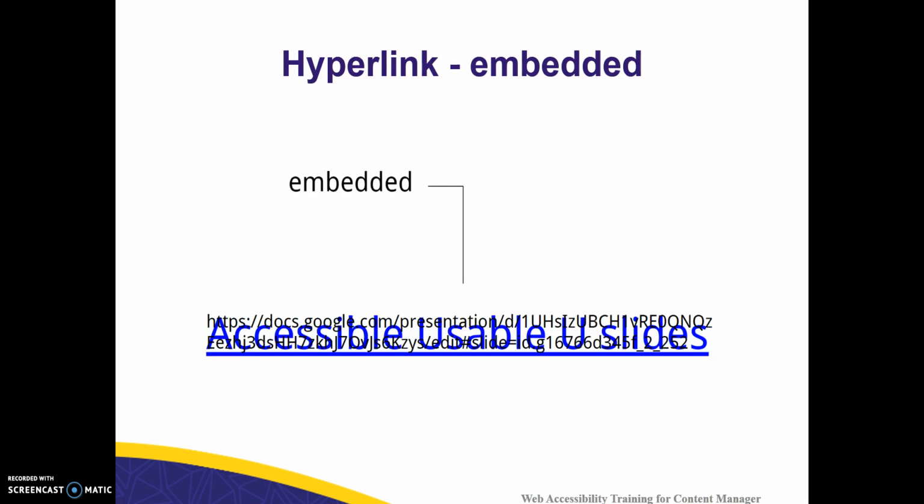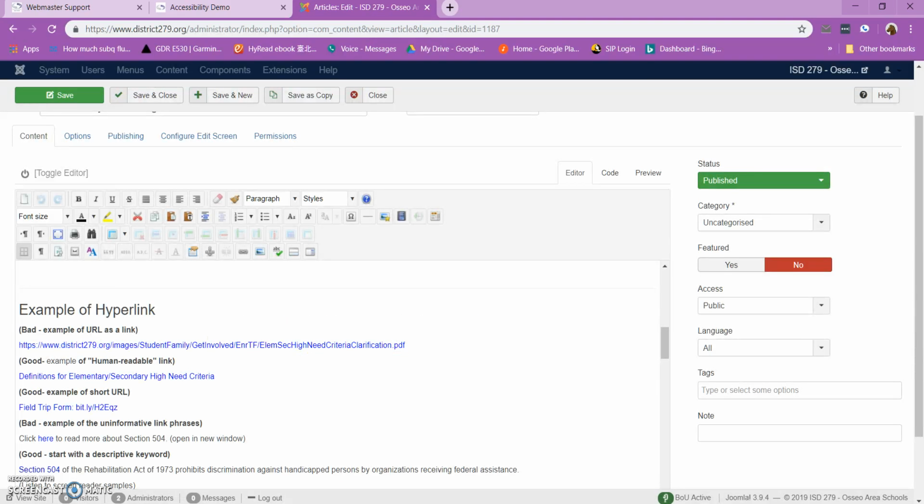Now we're going to take a look at an example in the Joomla page. Here's an example I have set up in the Joomla backend. Here's a bad example. What you should not do is embed the full link. As you can see, it's pointing to a PDF document. What you want to do is highlight the text that you want to make into a hyperlink, like so. And you can insert a link in many applications.